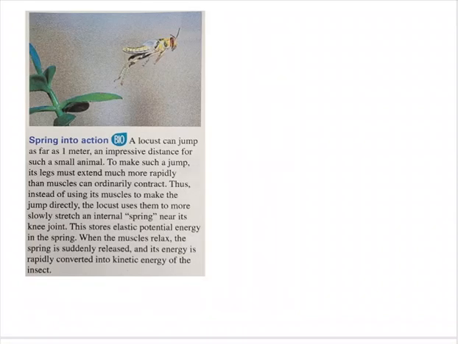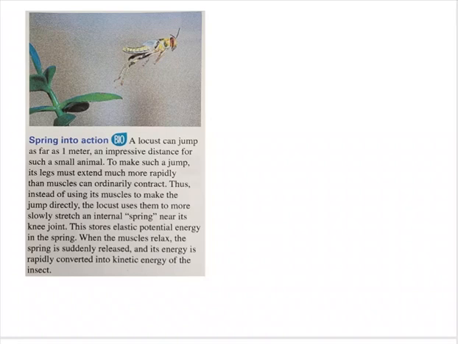Actually, I lied. We're going to talk about this first. So the spring into action problem, the locust can jump as far as 1 meter, an impressive distance. So it's just jumping 1 meter. The locust is actually pretty small. So to make the jump, the legs extend much more rapidly than the muscles can ordinarily contract. So instead of using its muscles to make the jump directly, it uses them to more slowly stretch an internal spring near the knee joint. So this stores elastic potential energy in the spring.